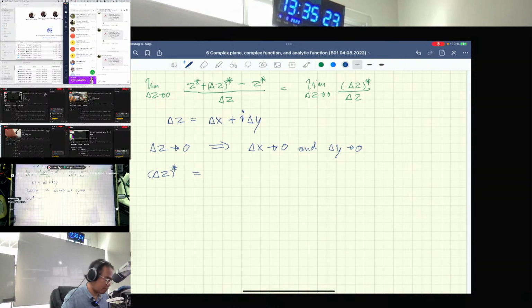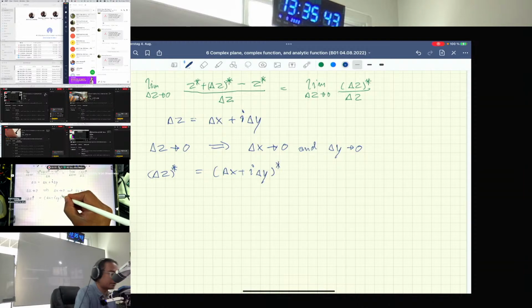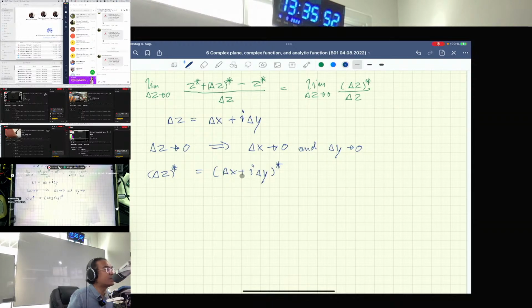Okay, before we talk about this, let's consider the delta z. We have already seen some of it. Delta z is delta x plus i delta y. Delta z star, what is that then? It's going to be delta x plus i delta y and then star, and star means the complex conjugate. You have to change the positive sign to be negative sign. Then you get delta x minus i delta y at this location.